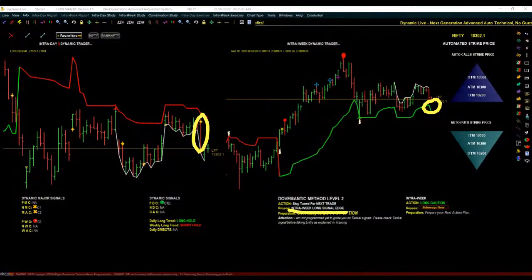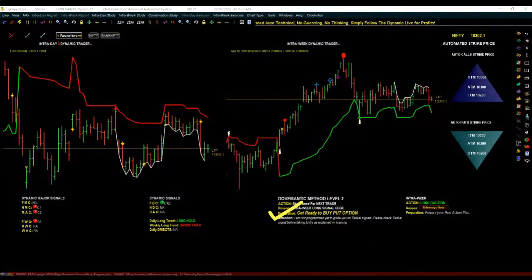You can see here in the reason, it is very clearly written as intra-week long signal edge. As I was telling you in the training, whenever there is a zigzag caution or an intra-week long signal edge, to know whether it is an edge point or a zigzag, you just have to look at the reason. In the reason, it will be very clearly written there. But anyway, in the preparation, it is telling us to get ready to buy a put option. So if the price manages to decrease below this intra-week long signal, there are chances it can ask us to buy a put option.